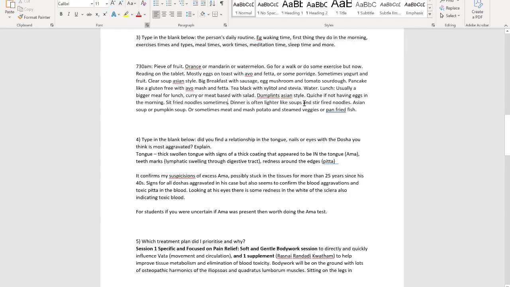Dinner is often lighter, like soups and stir-fried noodles, Asian soups or pumpkin soup, or sometimes meat and mashed potato and steamed veggies or pan-fried fish. So we see in general a pretty healthy diet, fairly across the board, a few excesses and a bit more on the abundance side of things. Even though he's had gout for a long time, he is cutting back on those red meats and wines and things that may promote more of that challenging gout condition. He's not eating the seafoods that create as many purines that need to be digested. However, it's still a fairly rich, abundant, full diet.